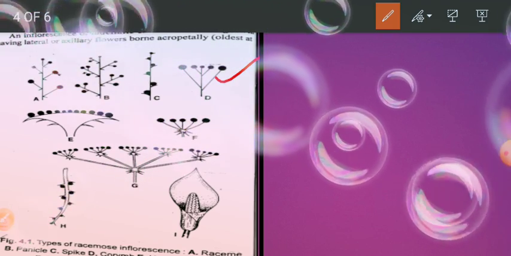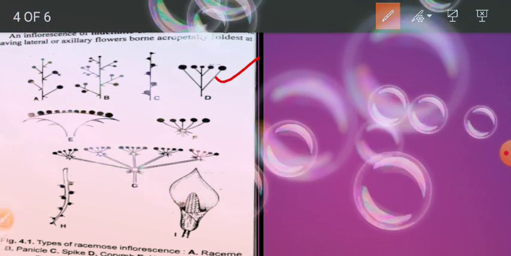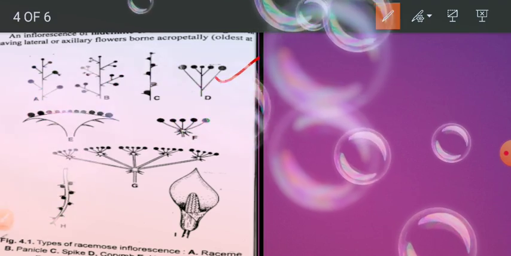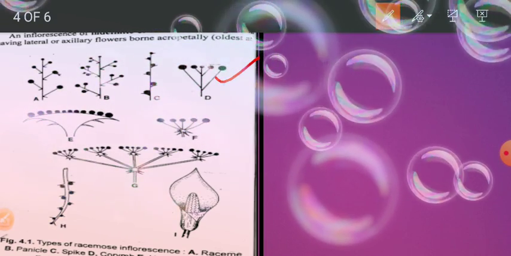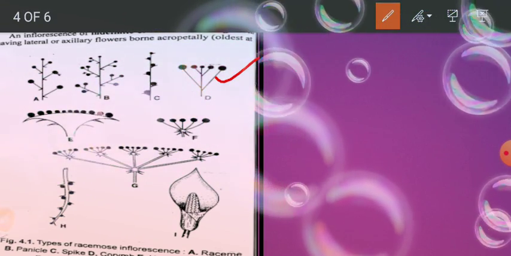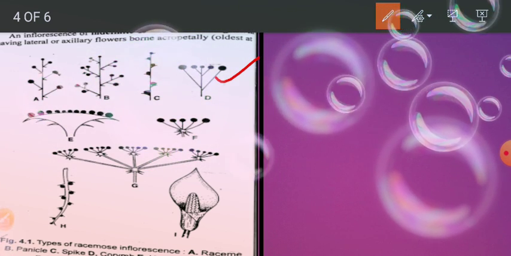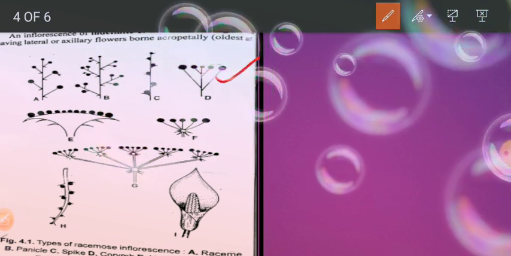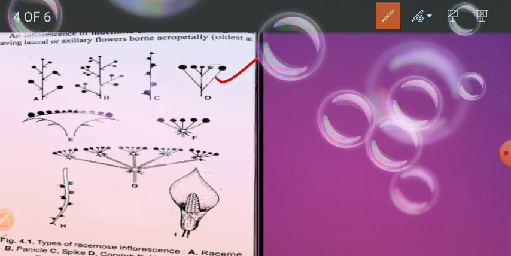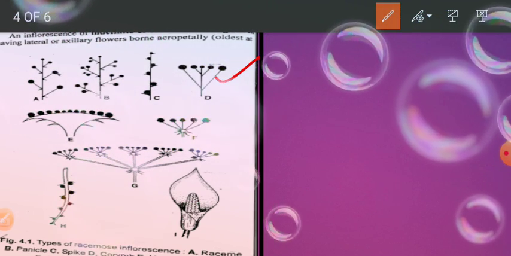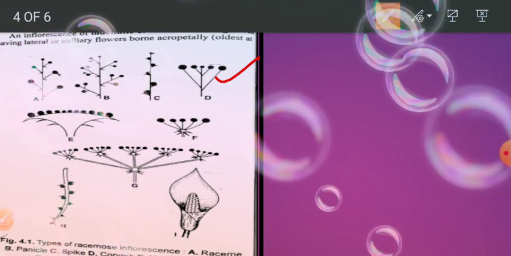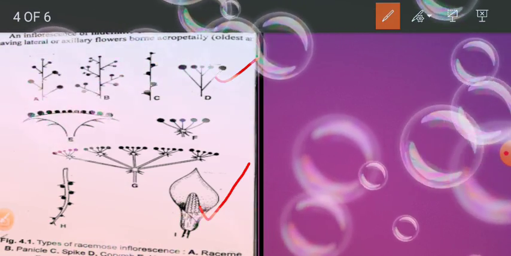Then comes the spadix. The fleshy spike covered with the spathe is called the spadix. In case of the banana, have you seen the banana? In case of the banana, their inflorescence is the spadix type. So this one is the spadix type.